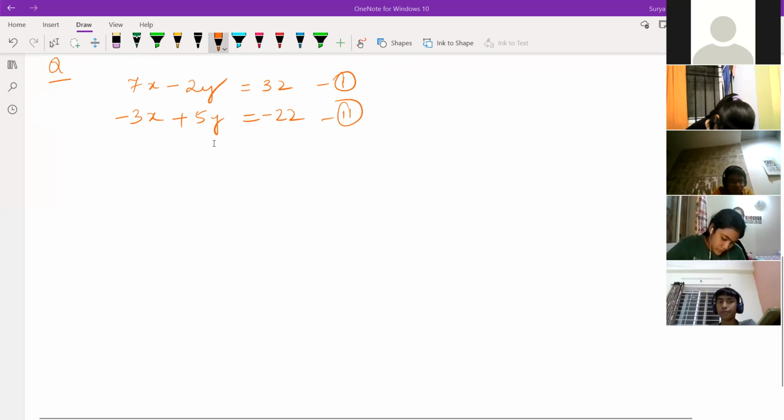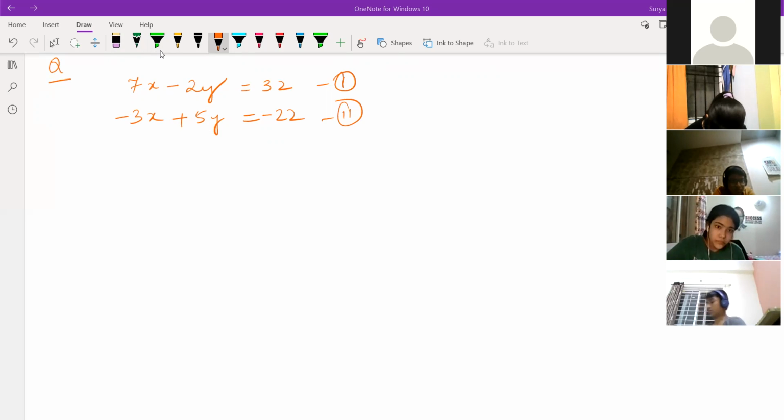Sir, is y 2? Y is 2. You are saying no. So 52 by 29. A proper integer should come. The answer will be a proper integer. Just try once properly.